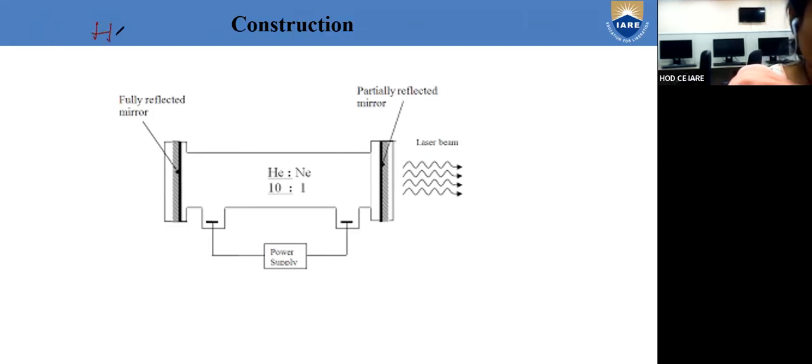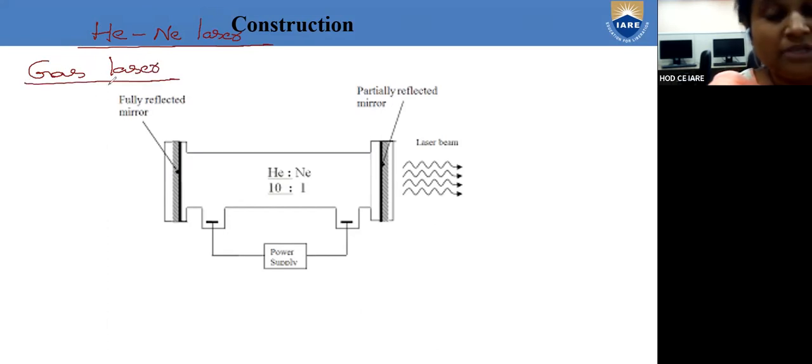So the next laser is the helium neon laser, and actually this helium neon laser is called a gas laser. Whereas our ruby laser is called a solid state laser, because the active material we are using is a solid material. And here what is the active material we are using? We are using a gas which is a mixture of helium and neon. So all of you copy this figure in your notes, then I'll explain the working and construction of this helium neon laser. Okay, students.